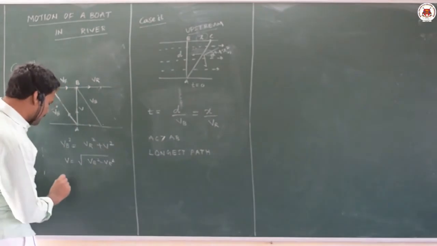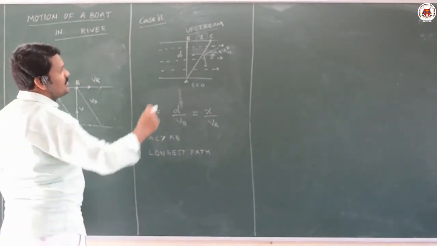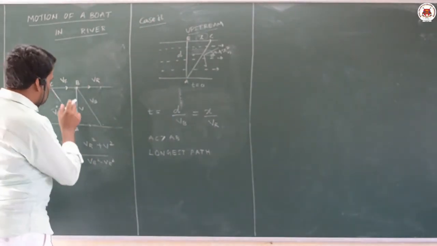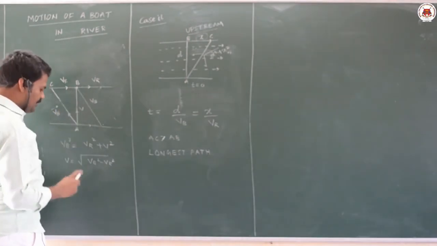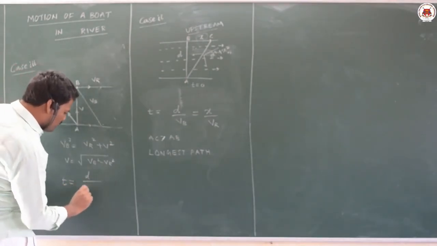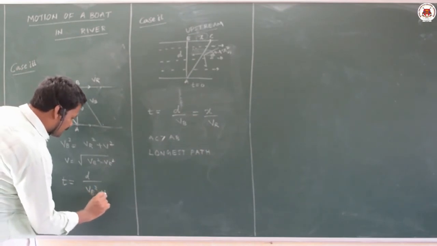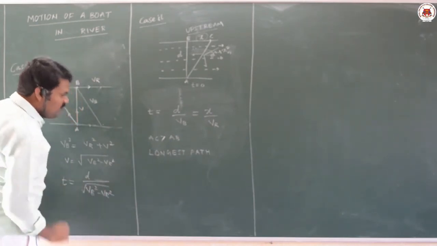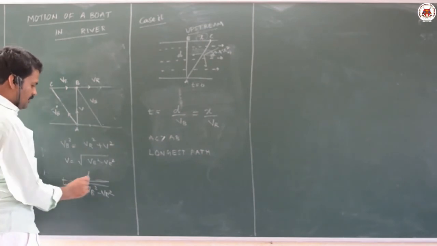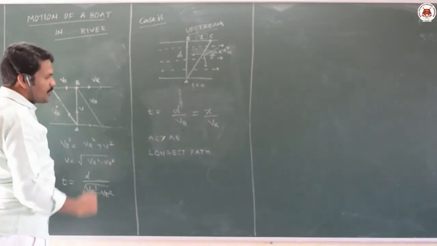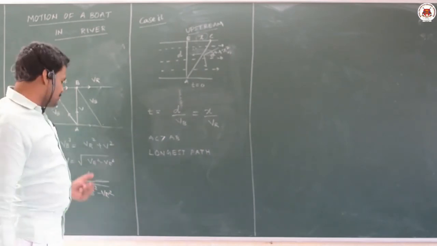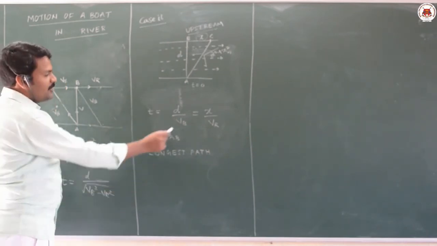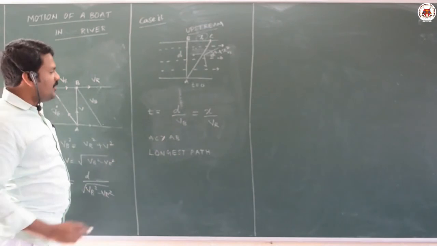If you want to calculate time here, in the previous case the velocity along AB was VB, that's why you took D by VB. Now here, what is the velocity along AB? You can just observe, it is V. So therefore D by root of VB square minus VR square. This is the formula for time. Now observe these two times. This is D by VB. This is D by root of VB square minus VR square. Means this is smaller when compared with this. VB is greater, so time taken is short.